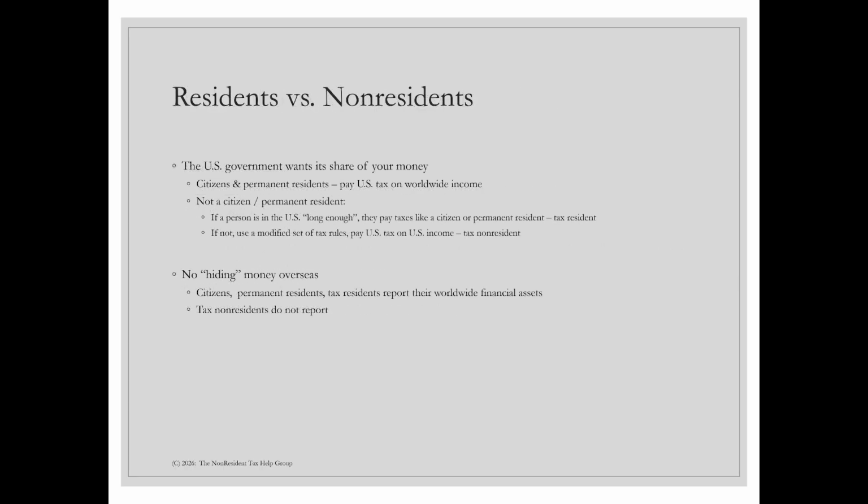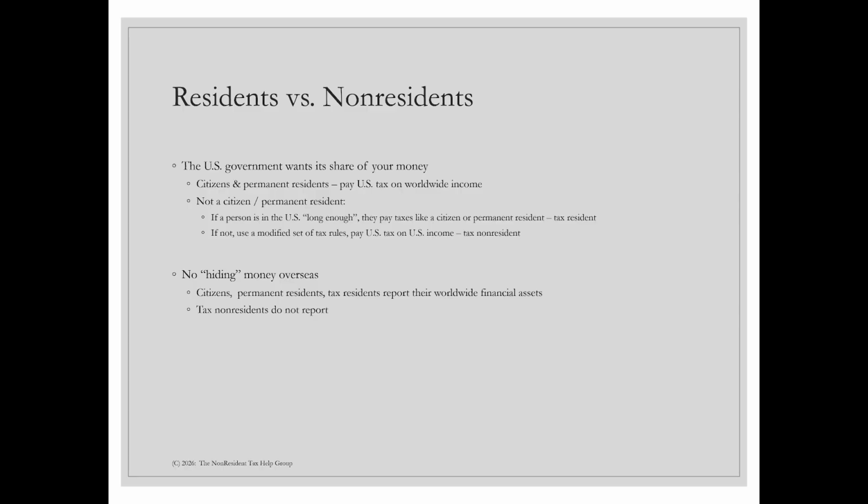All right, just a couple words on residents versus non-residents, right? The main thing here is the US government wants your money. So if you are a citizen or a permanent resident, you are going to pay US tax on your worldwide income. Likewise, if you're a tax resident, even if you're not a citizen or a green card holder, you're going to also pay US tax on your worldwide income. So no matter where that money is coming from, the US government wants their piece of it. If you're a non-resident, you only pay US tax on US income. So it's a little bit simpler from that perspective.